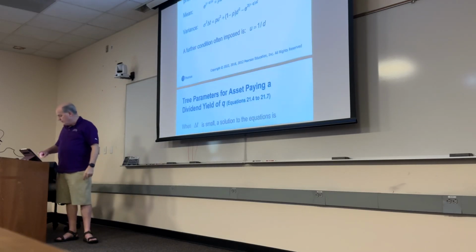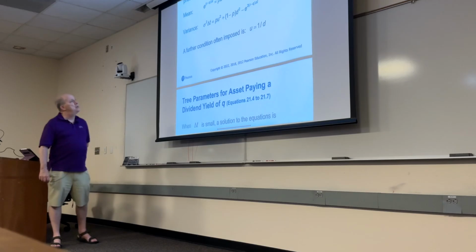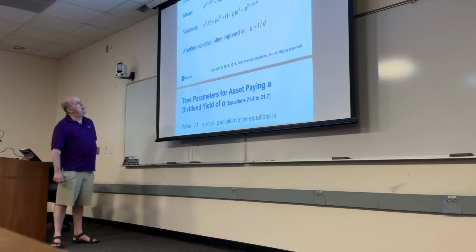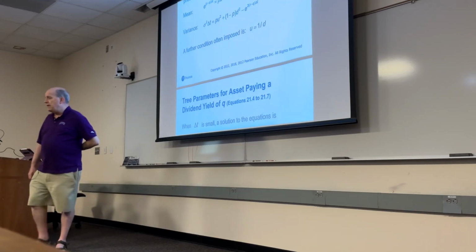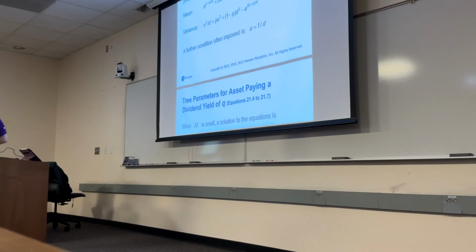So the parameters for the model, which are not that important to us, is just that the mean, which is given from the forward price, e to the r minus q times delta t, the size of the time step, is going to be given by pu plus 1 minus pd, and the variance is given by this other formula, and then one more condition.